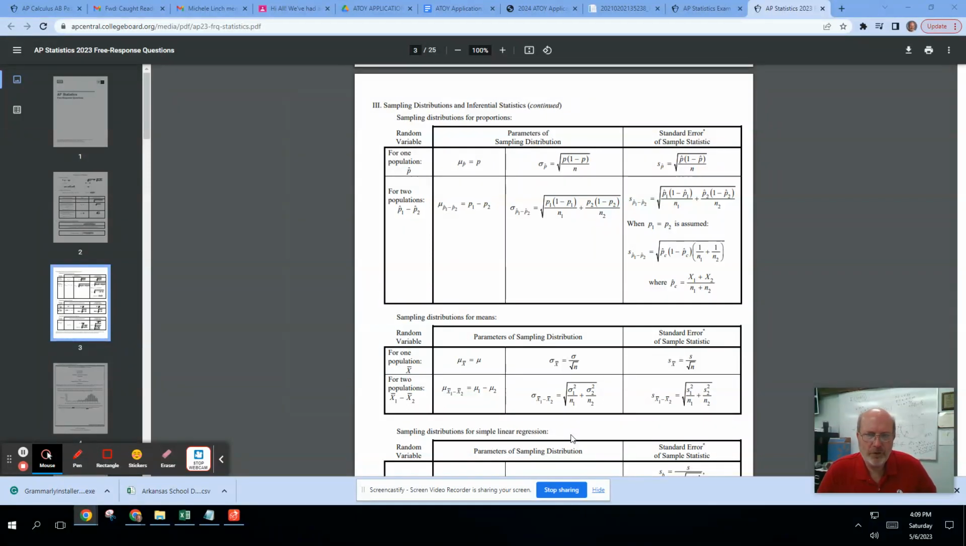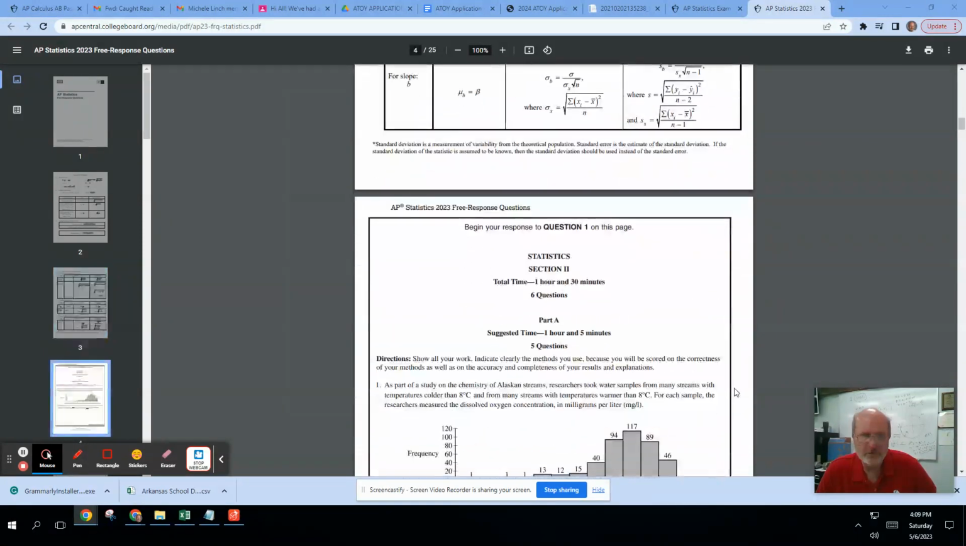Today the FRQs came out from the 2023 AP Stat exam, and I'm going to try to work these cold and put together my solutions and post them on the internet and see how it goes.